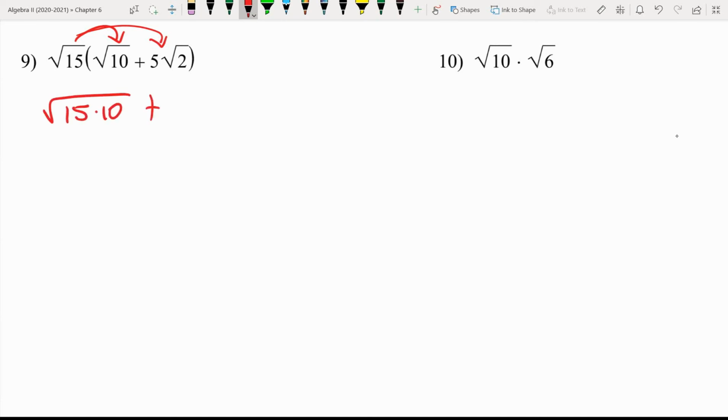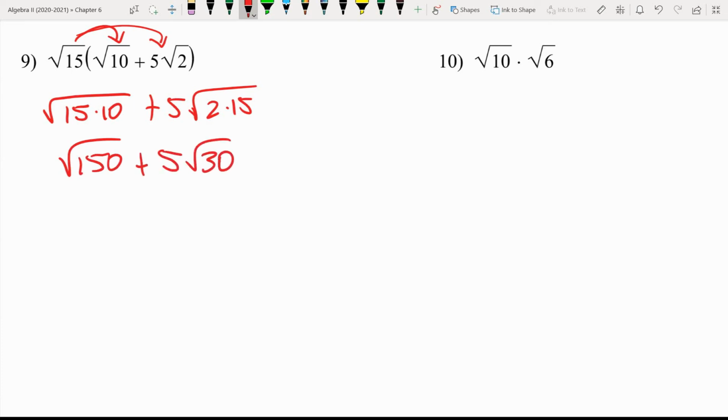The same thing on this last one, it's going to be 5 times the square root of 2 times 15 under the same root there. So this is going to be square root of 150 plus 5 square root of 30. So we want to double check, are there any perfect squares that are factors of 150 or 30? So we can simplify this.